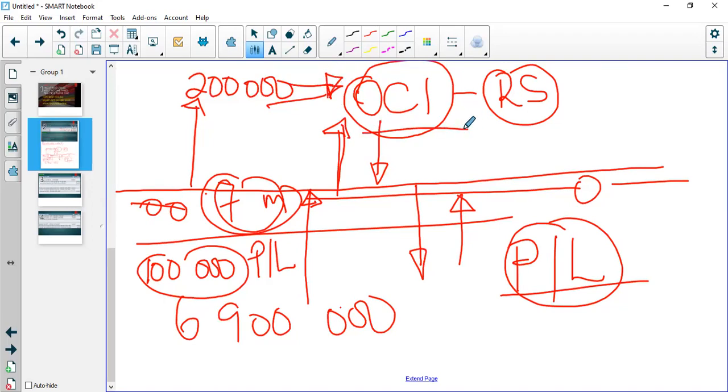So that is how we account for the movement. Any movement above the original cost should be recorded under other comprehensive income, and the portion below cost should be recorded in the profit or loss account. And as a result of that, we also have deferred tax adjustments.